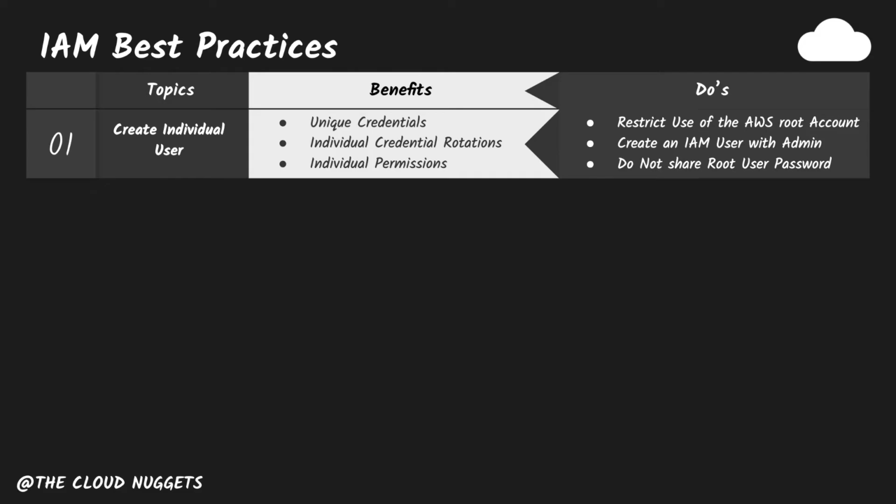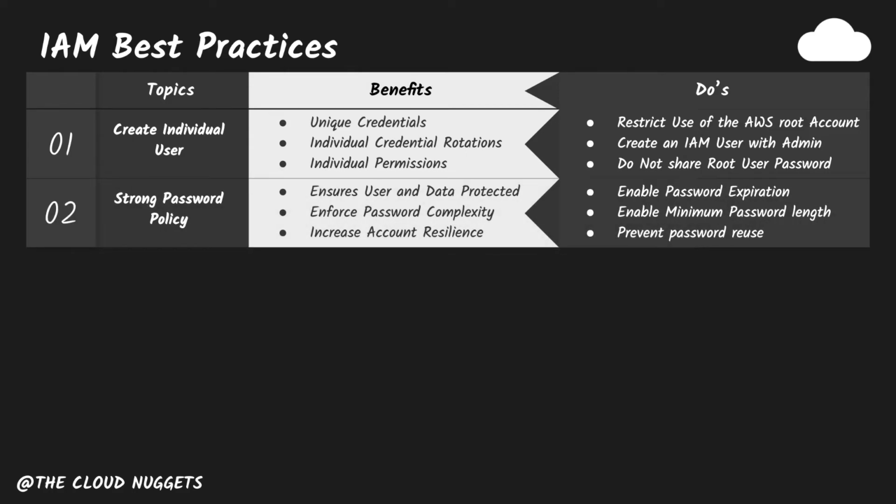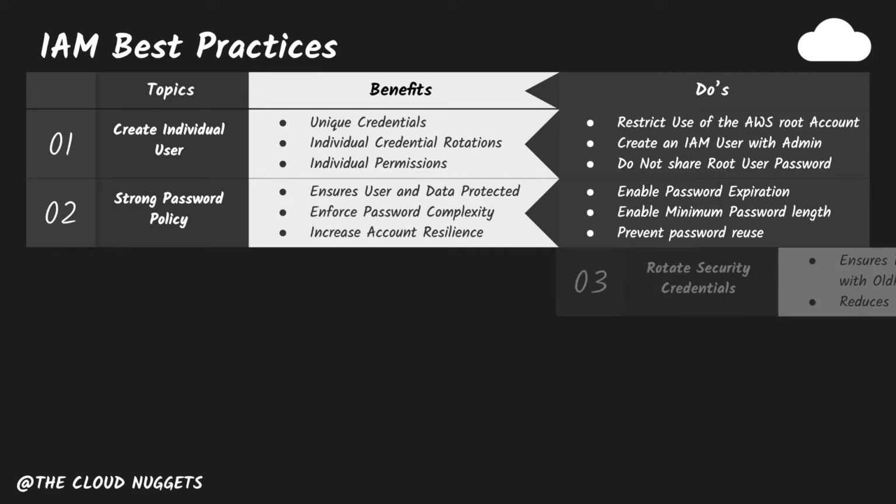In order to achieve this, you need to restrict the use of the AWS root account, create an IAM user with administrator permission, and do not share the root user password with anyone. Strong password policy. Enabling a strong password policy ensures users and data are protected, enforces password complexity, and increases account resilience. Enable password expiration, enable minimum password length, and prevent password reuse to have a strong password policy.